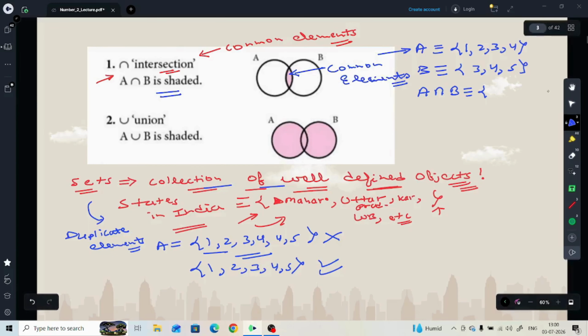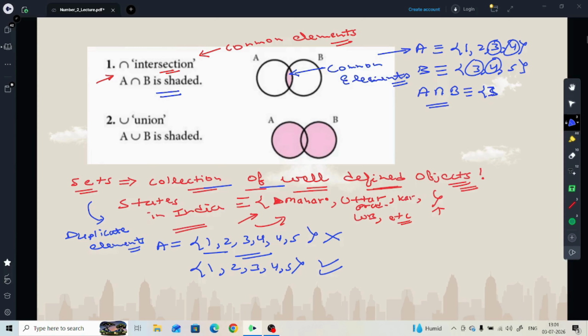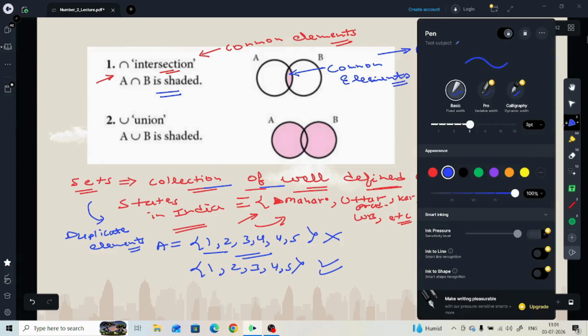And if you just see 1 and 2, these are not common, but 3 is common in both of them, 4 is common in both of them, 5 is not common, it only lies in set B, so we won't be taking that. So A intersection B will actually be 3, 4. That's how the basics start. Hope you are getting it right now.